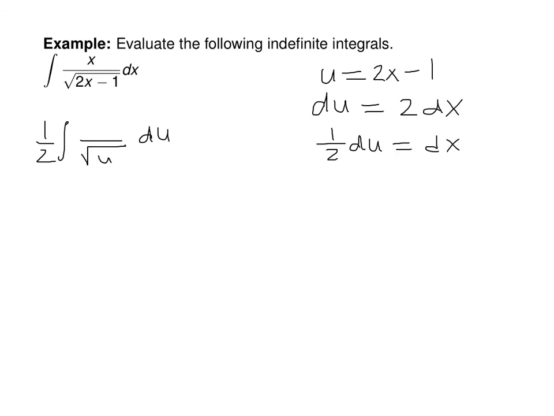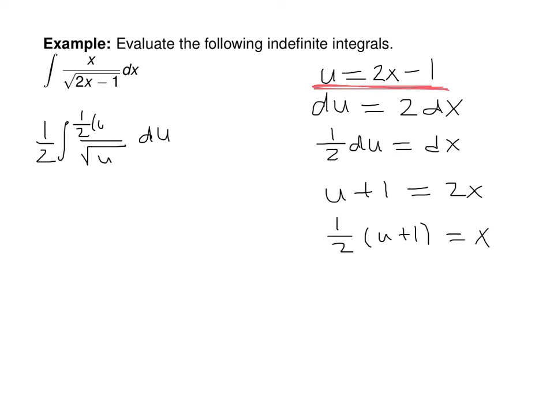Now that x in the numerator, you still have to replace that. You cannot have both x's and u's all mixed up there. So what you do is this. Take the substitution that you made. You can solve that for x. u plus 1 will equal 2x, or 1/2 of u plus 1 will equal x. So you see that x can be replaced by 1/2 of u plus 1. So pull out that 1/2 and multiply it by the other 1/2, giving you 1/4, the integral of u plus 1 over u to the 1/2 du.